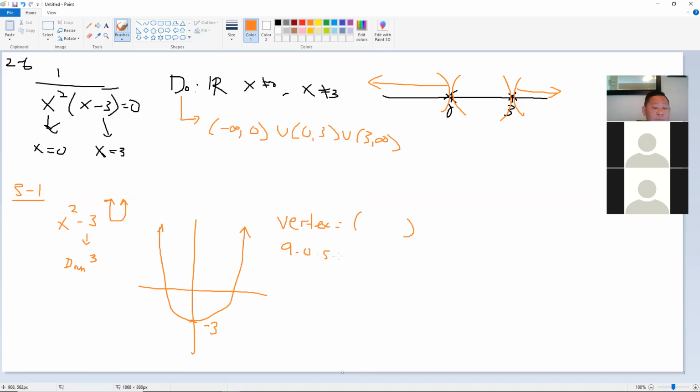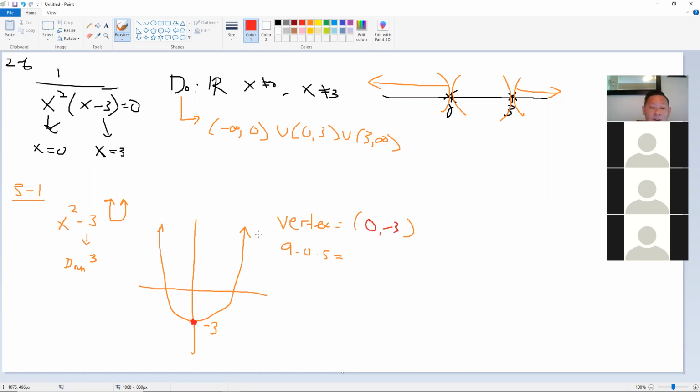What is a vertex? No one chatting? You guys are quiet? Anyone? What's your vertex? Right here, this is your vertex, right? What's your vertex? 0, -3.